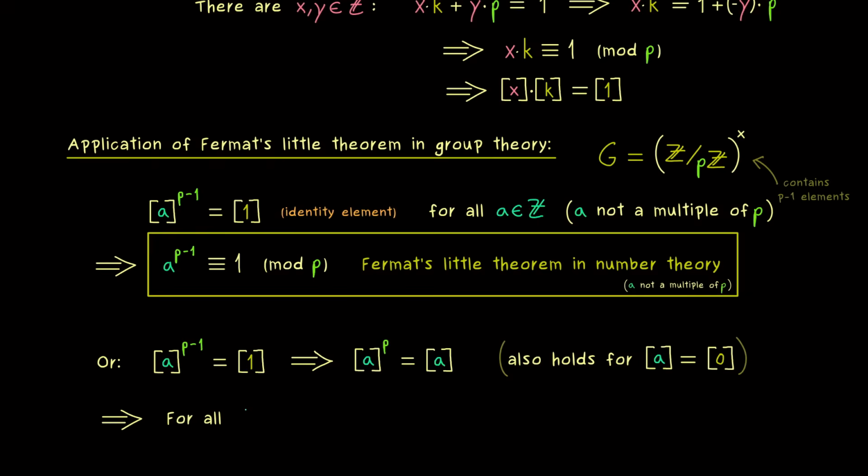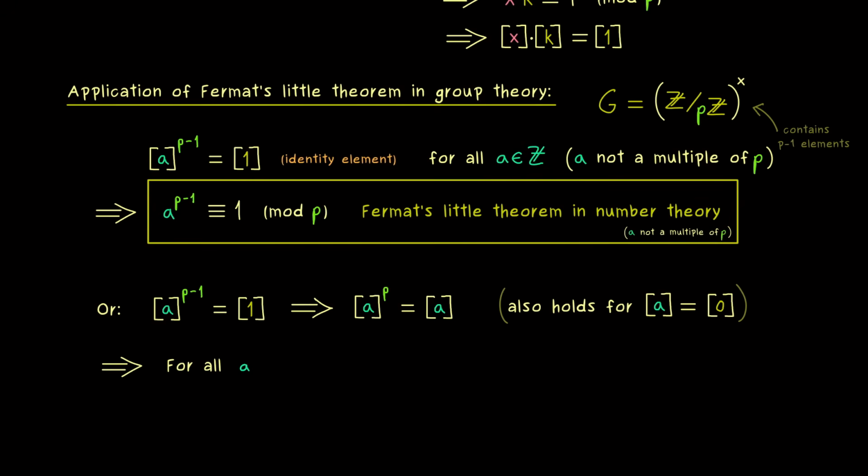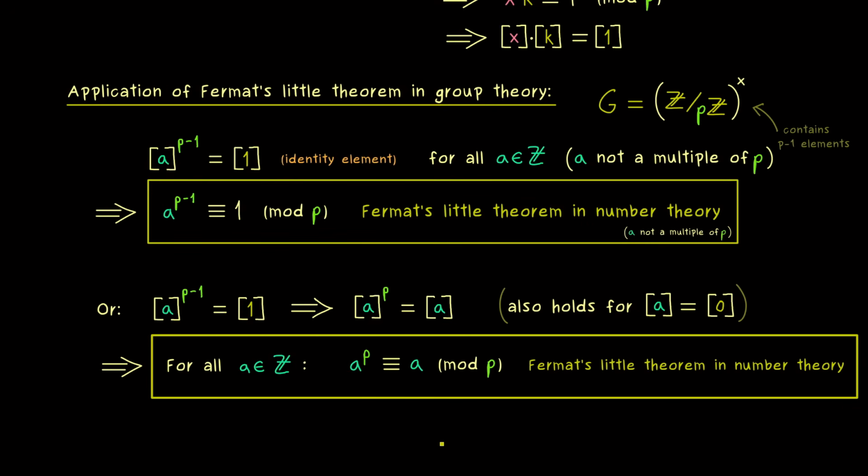Namely, now we can definitely write for all integers a, we have that a to the power p is equal to a mod p. So this is quite nice. This is the formula you can remember as Fermat's little theorem. However, now I hope that you have learned that it actually follows from a general result in group theory. But it still gives us a nice result for integers and prime numbers.